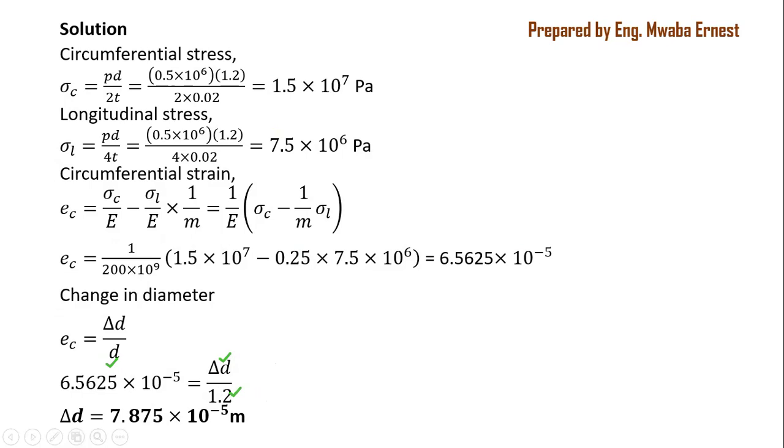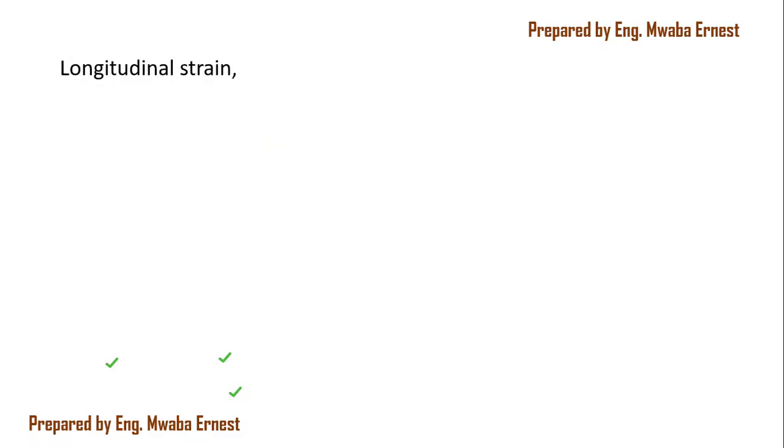So with the circumferential strain, we found the change in diameter. Now let's use the longitudinal strain to find the other change in dimension, which is the length. So here, we can straight away go for that.